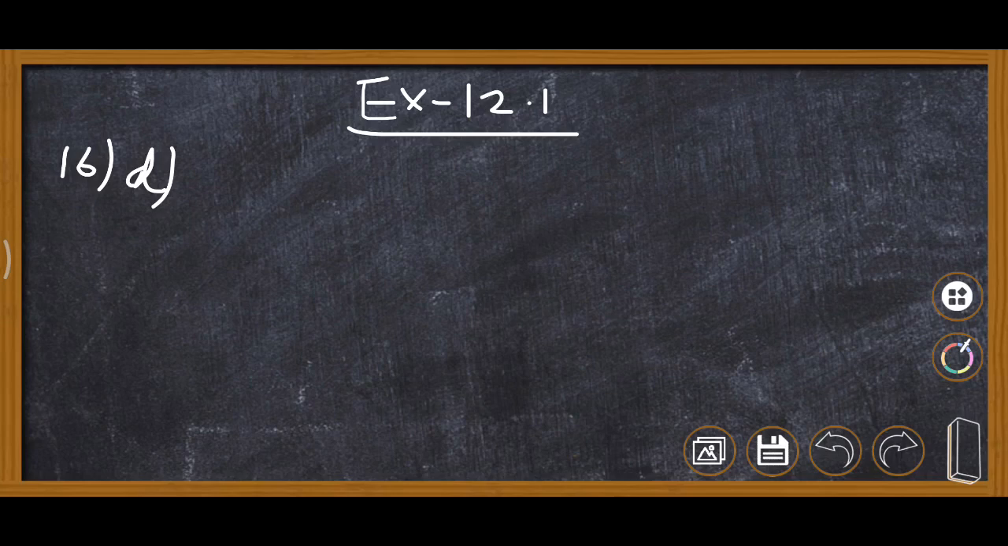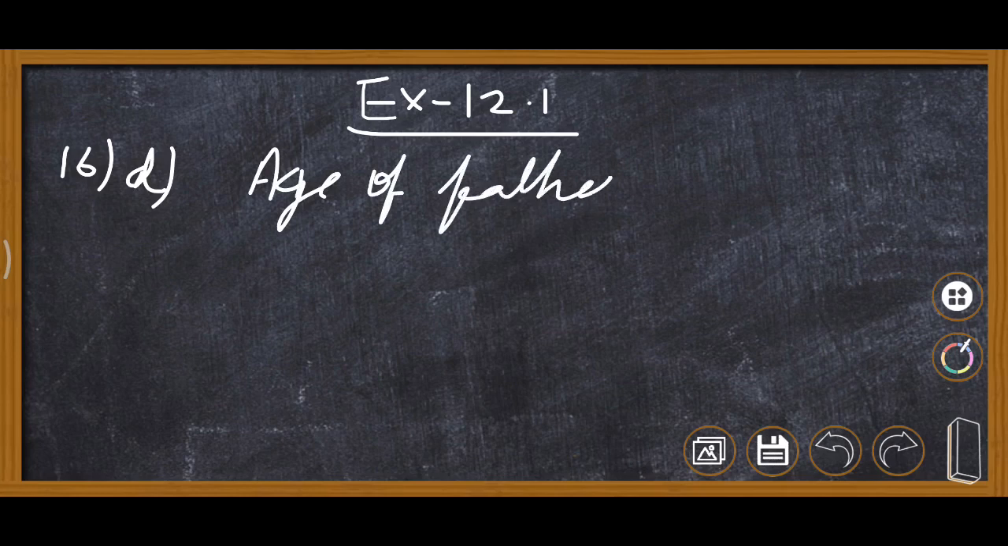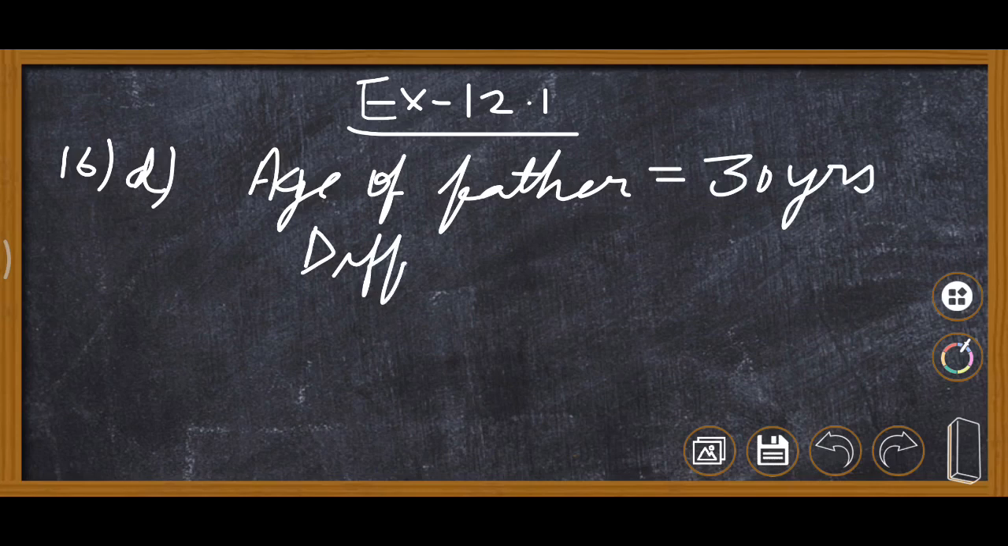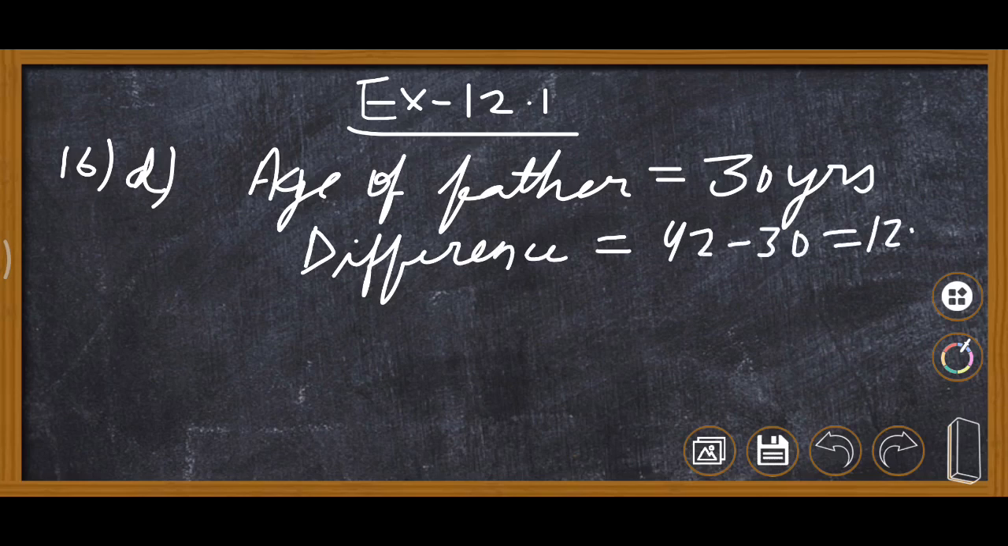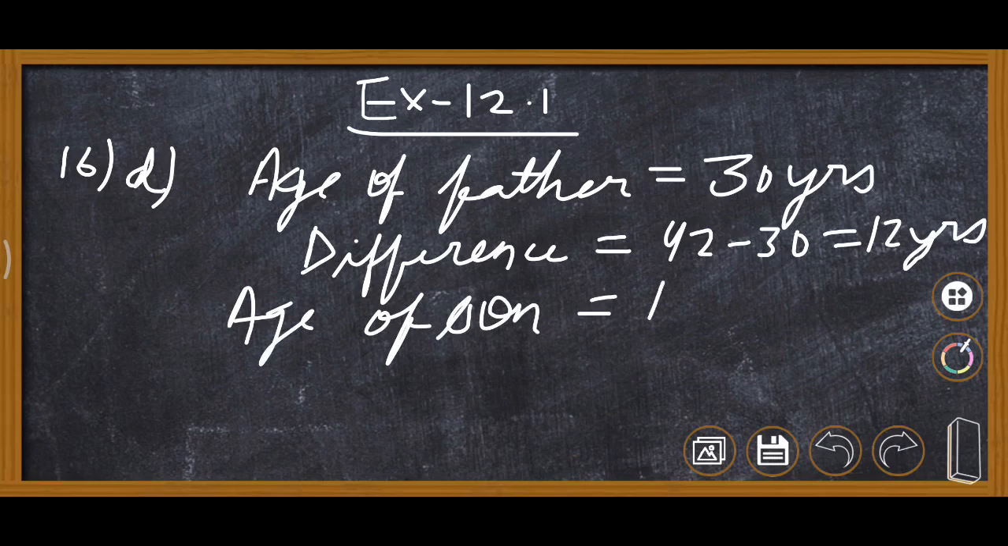Now this is the 16d part, age of father to age of son when father was 30 years old. So here you can see age of father is 30 years. Now here you can see the difference from the present age to this age. 42 minus 30, this is 12 years difference. So the age of son at that time we can calculate, this will be 14 minus 12, then it is only 2 years.